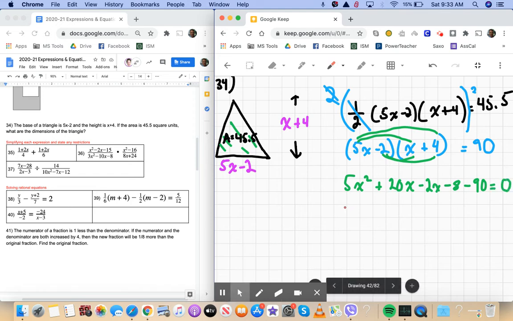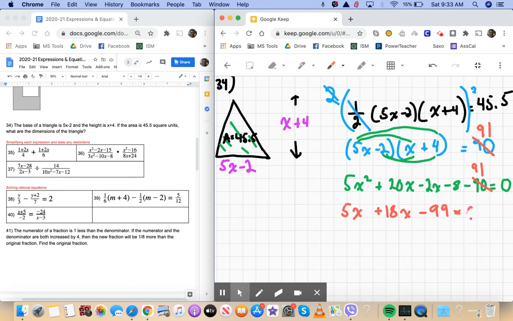All right, so we're going to combine all the like terms. We just have 5x squared. That's the only x squared. So 5x squared. We have 20x minus 2x would give us 18x. Minus 8 and minus 90 is, whoa, you know what? I made a mistake there. This should be 91. I doubled 45, but there's 45 and a half. That's 91. So that's minus 91. So this is minus 99. There we go. Yeah, okay. So that's equal to 0.